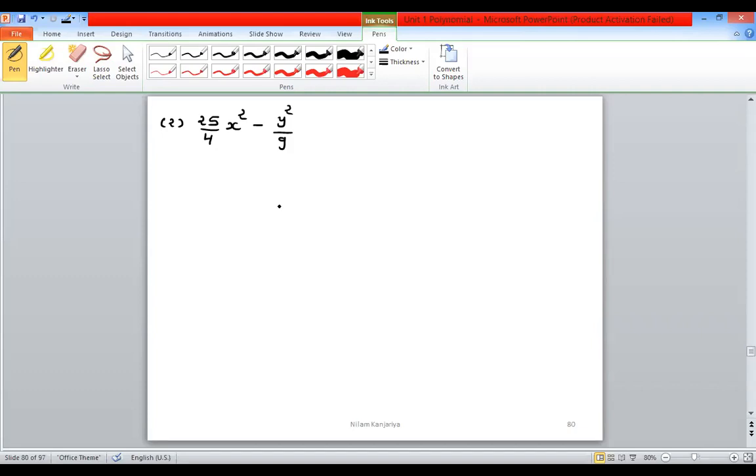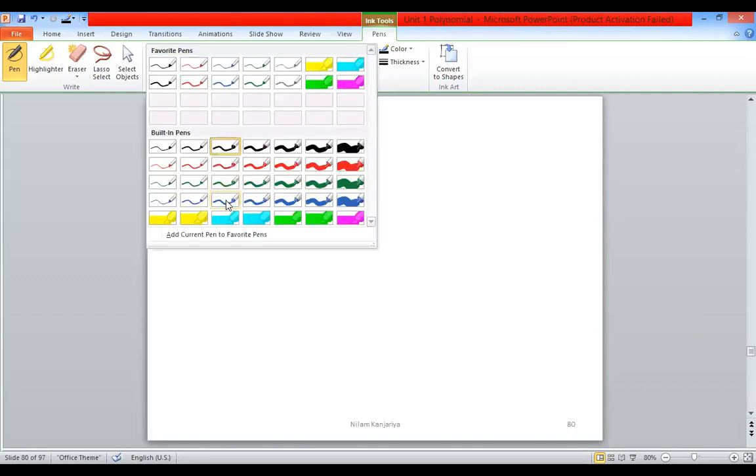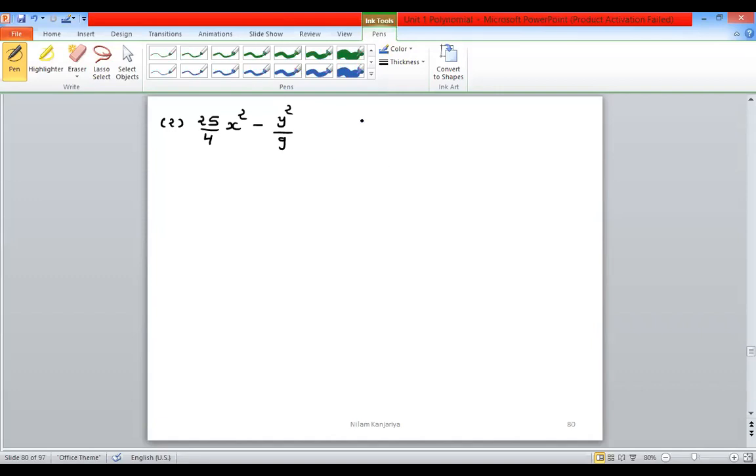Identity is always vice versa. Left hand side or right hand side, they can ask anything. So look here. Here the question is in this form, a square minus b square, and it will be a minus b, a plus b. You got it?